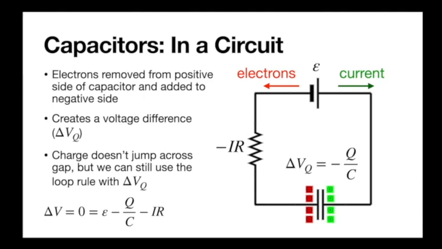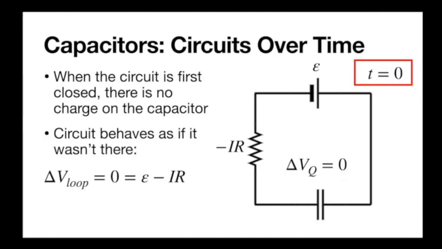So once Q increases so much that minus Q over C is equal and opposite to epsilon, we get epsilon minus Q over C is 0, so IR has to be 0. In other words, current goes down to 0. And so that's why these circuits eventually decay away. So if we track that throughout time, we first connect the capacitor with no charge on it. This is at time equals 0. Our delta VQ is 0 because Q is 0. There's no charge, and so we just have our normal circuit. When you first connect it, it behaves just like there's only a battery and a resistor.